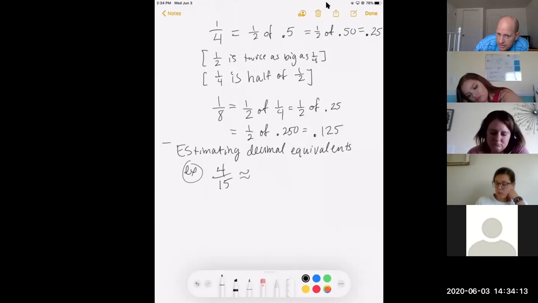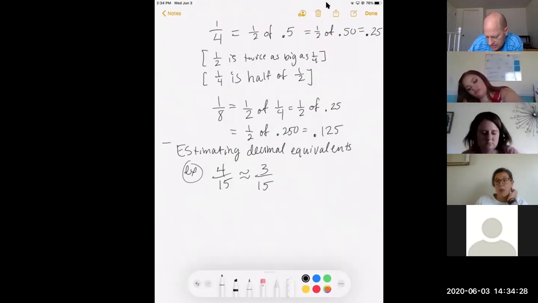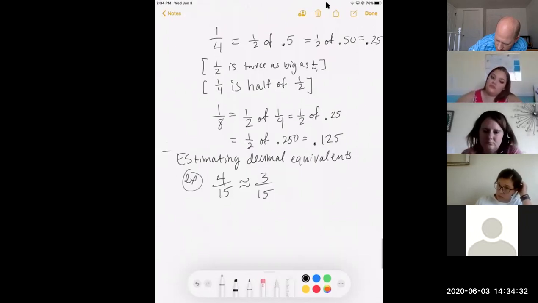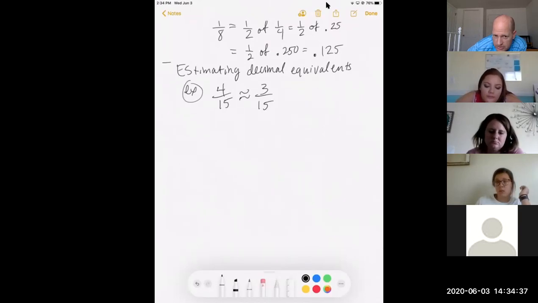Now, approximately equal to is that squiggle equal sign. 4/15 is not exactly 3/15, but it's about the same. All I did was take the numerator, decrease it by one. And the 15s are pretty small, right? And in most senses. So that means that we can probably find out what 3/15 is as a decimal and work with that for whatever situation we're in. Now, we decrease the numerator or denominator by one or two or three parts, and we simplify the fraction.